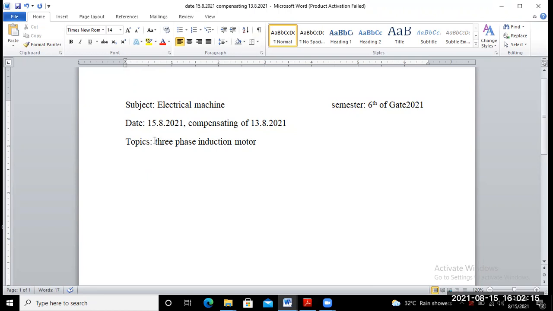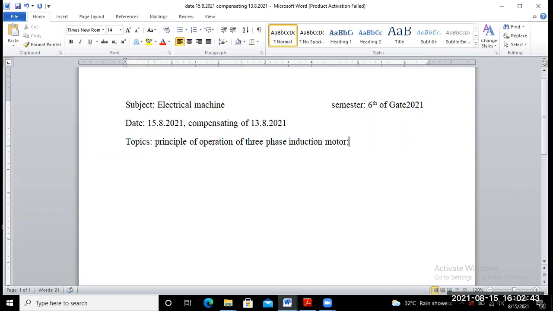Okay. So, the principle of operation of three-phase induction motor.